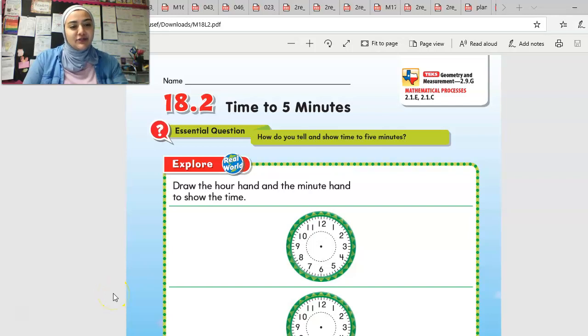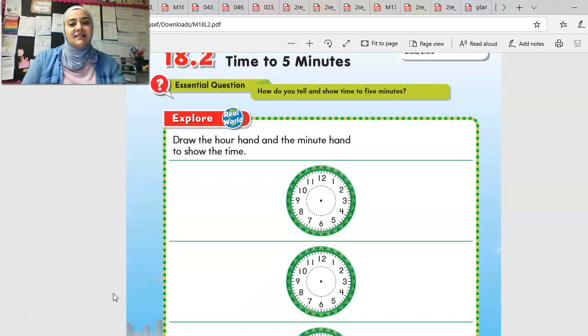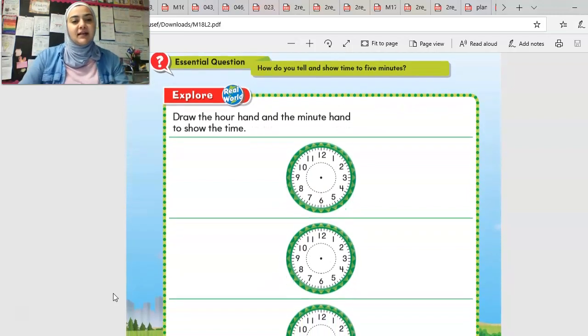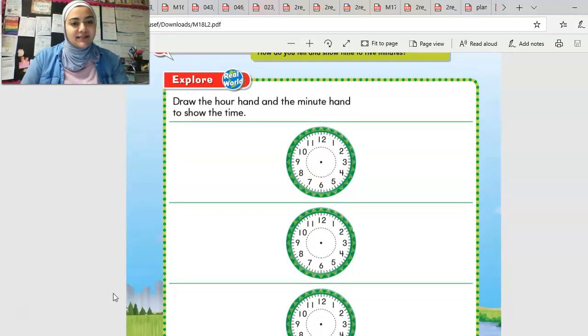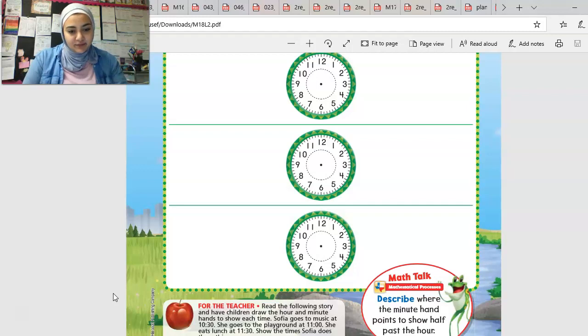Hi, welcome. Here's your Go Math lesson 18.2. We are focusing on time to 5 minutes. So how do you tell and show time to 5 minutes? It says draw the hour hand and the minute hand to show the time. Let's read the question.